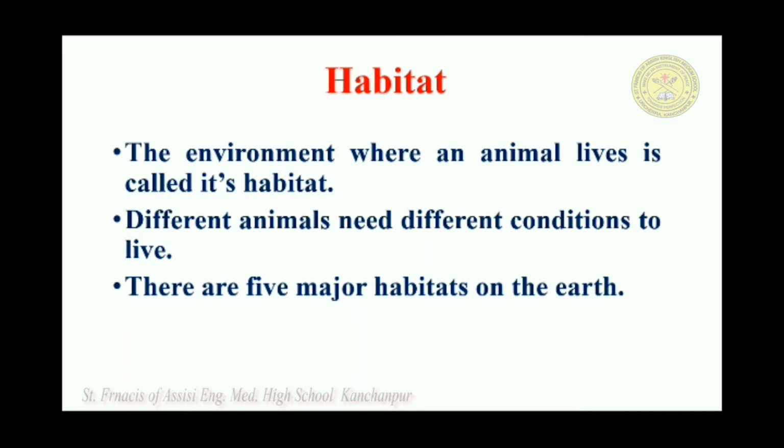So different animals need different conditions to live, right? And also they have chosen different habitats for themselves. Such examples: the habitat for a lion is forest, desert for a camel, mountains for a yak, and water for a dolphin or many other aquatic animals. So there are 5 major habitats on the earth, and these are forest, desert, polar regions and mountains, oceans and fresh water too. So first of all, know forest.